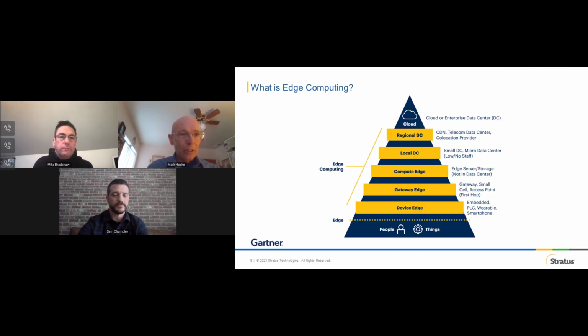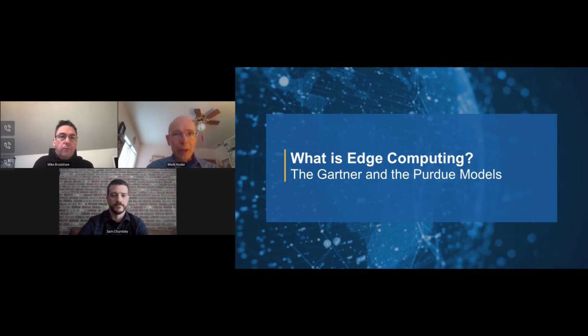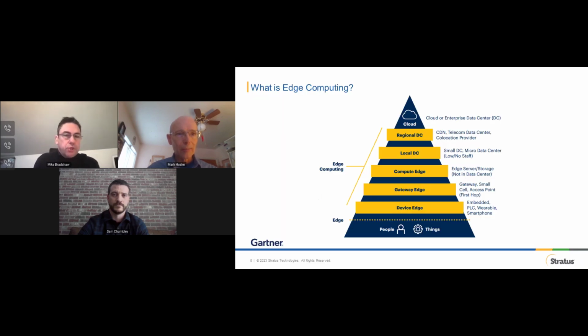So for the first part of the panel discussion, Mike, can you define what edge computing is so the audience is all on the same page? Yeah, sure, Mark, will do. So according to Gartner, edge computing is part of a distributed computing topology where information processing is located close to the edge. That's the physical location where things and people connect with the network digital world.